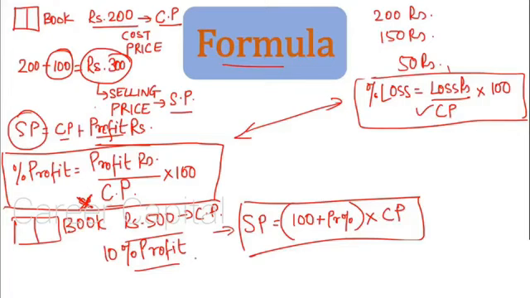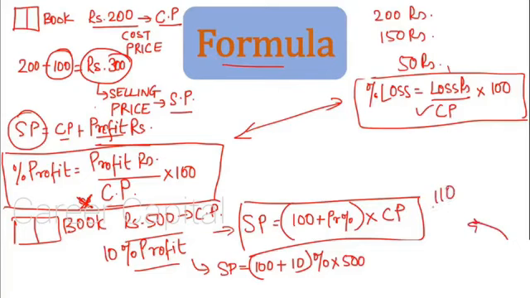Let's solve this. Now we want 10% profit, so what should be the selling price? 100 plus 10%. How much percent would it be? 110 multiplied by cost price, that is 500. That would be 110% of 500. Let's solve it over here. What do we get? 110 upon 100 into 500. This gets cancelled, so we'll have 550.